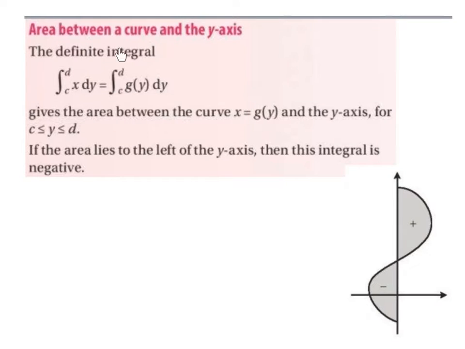So the area between a curve and the y-axis: the definite integral of x dy between the limits d and c, which is equal to the integral of g of y dy between the limits d and c, gives the area between the curve x equals g of y and the y-axis for y values between c and d. If the area lies to the left of the y-axis, then this integral is negative. So area to the left of the y-axis is negative, area to the right of the y-axis is positive.